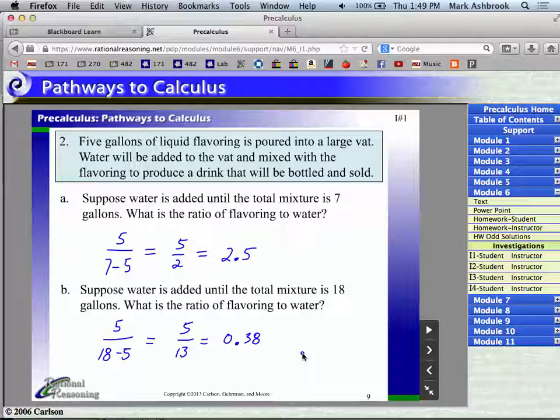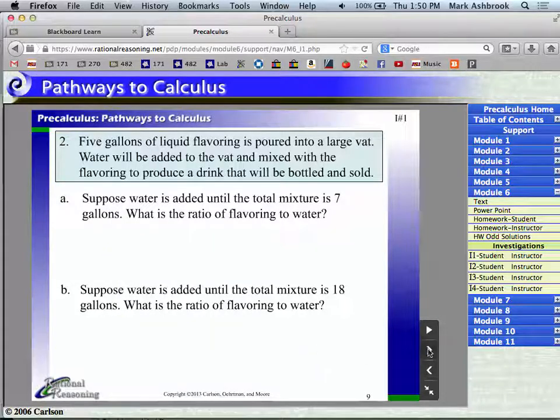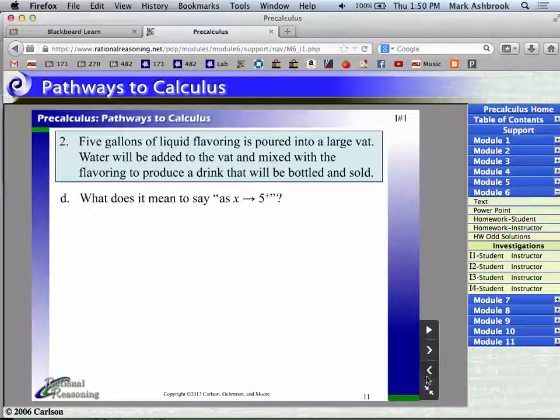Taz, could you explain that number 0.38? For every gallon of water, there's 0.38 gallons of syrup. For every gallon of water, there's 0.38 gallons of syrup. Okay? Or for any amount of water, how much syrup do we have? Yeah, so a little bit more than a third of the amount of water that we have is going to be syrup. Okay, so we want then the function.